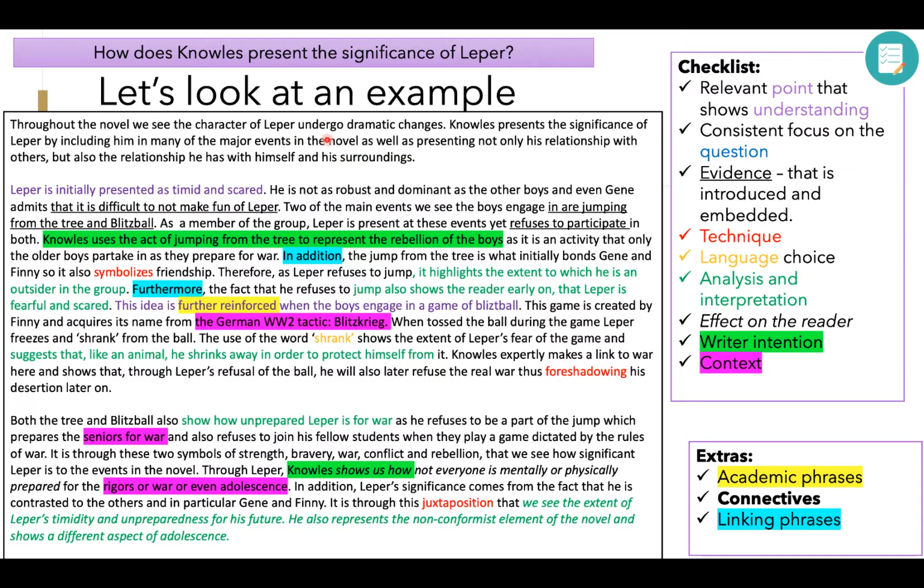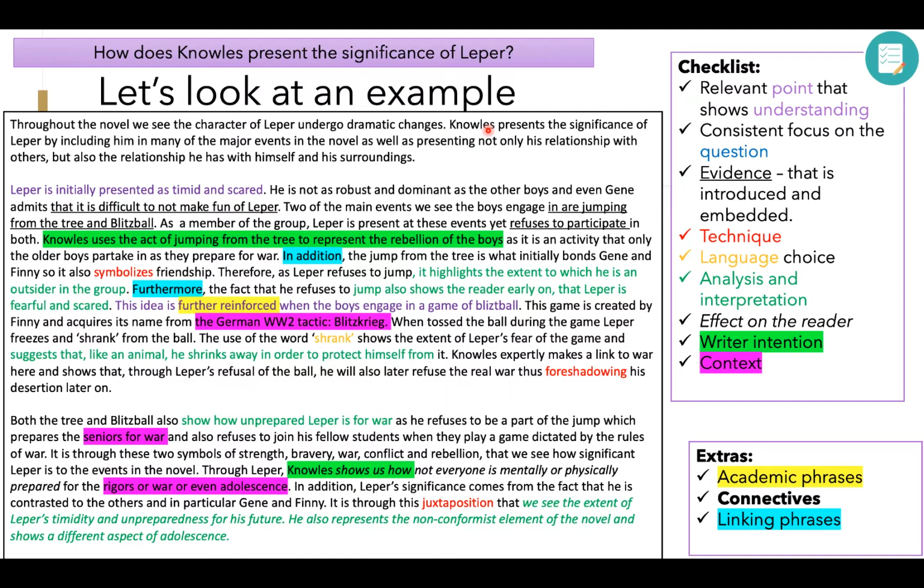Okay, so we start off with a small introduction. Throughout the novel, we see the character of Leper undergo dramatic changes. So I've got the focus here. The focus is Leper. And then we've got some example of what I'm going to talk about. So I want the examiner to know that I'm aware that Leper changes massively throughout the novel, and actually all of the points of my final plan are all linked back to this. So now I'm just giving an overview of what I'm going to be proving.